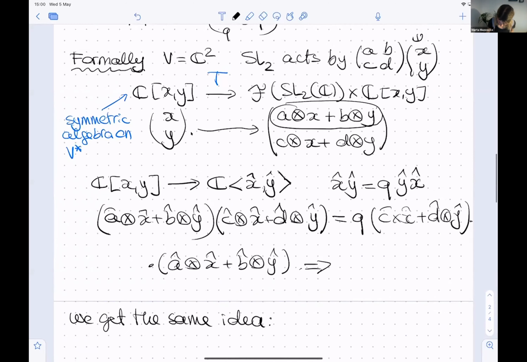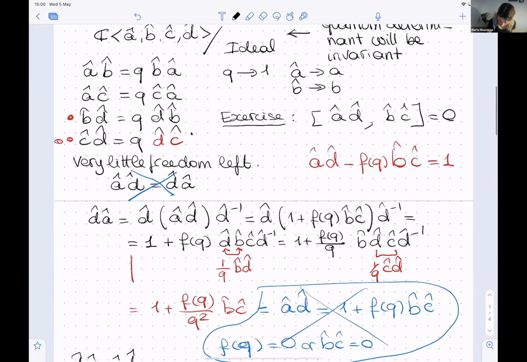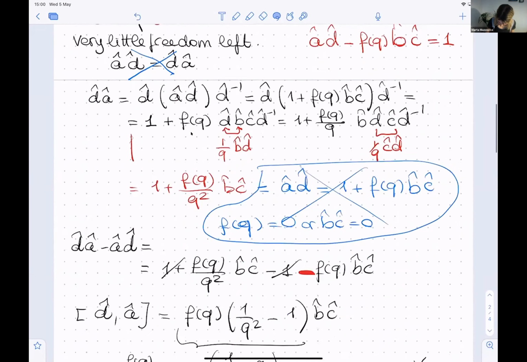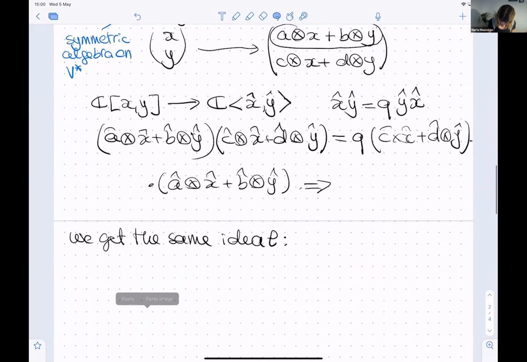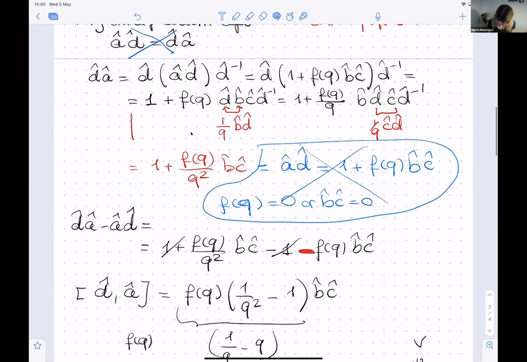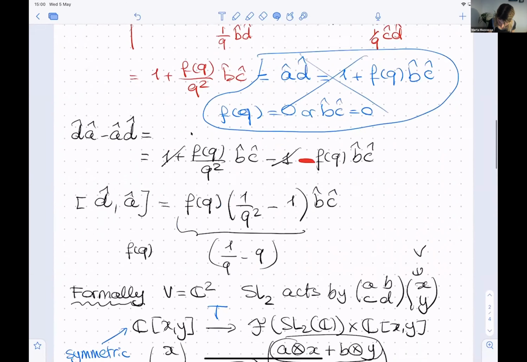So this was the idea that we got before, so it was generated by these relations. Let me copy them. And also the extra relation, which we had with a d.